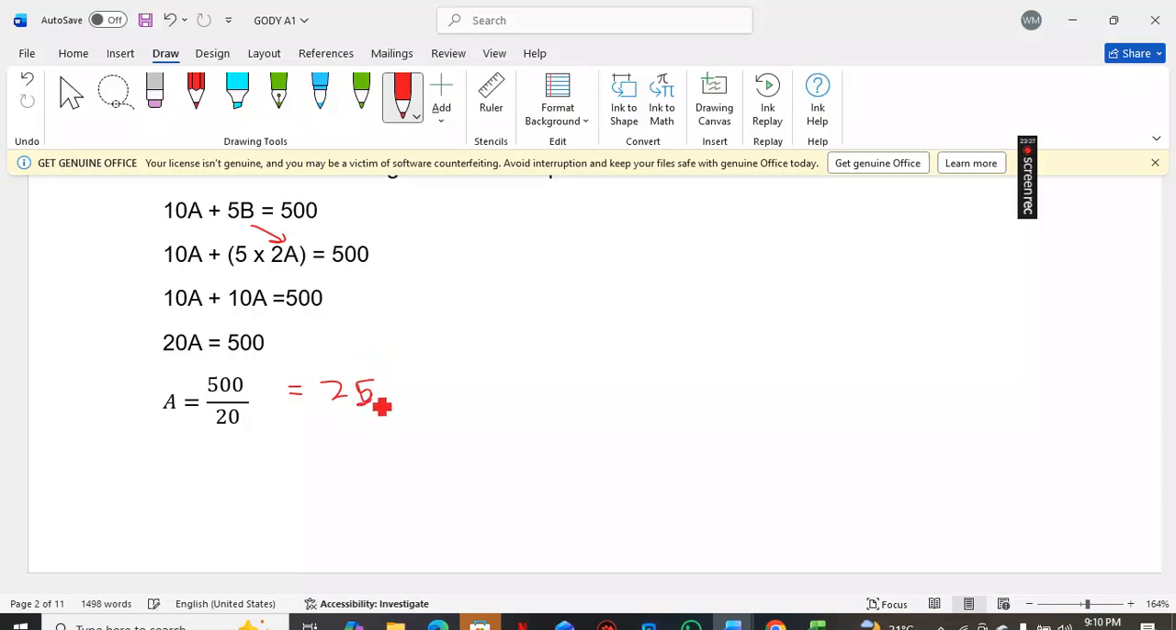25 apples. So for this consumer to get the maximum satisfaction, they need to consume 25 apples.